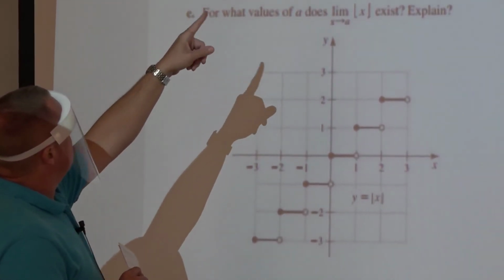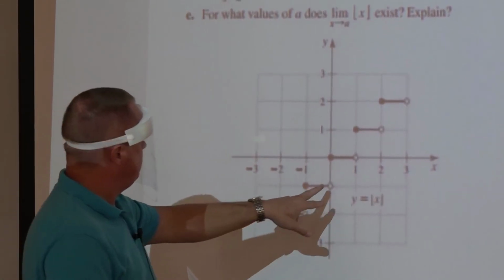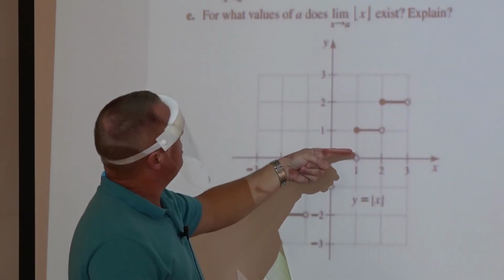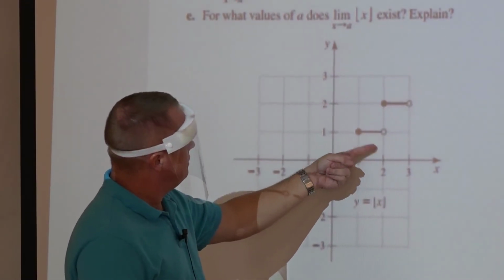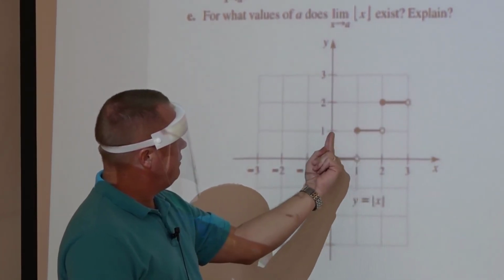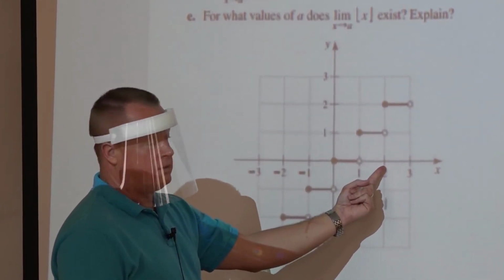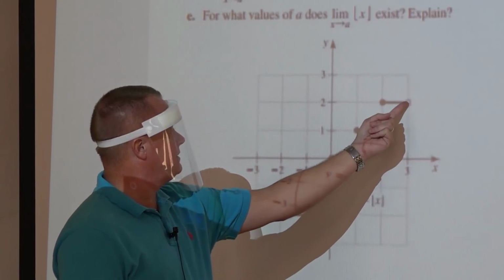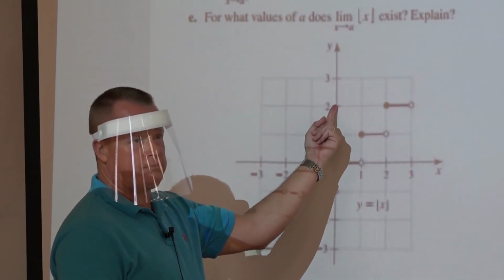All right, and then 2. If you're on this side, same thing. As it approaches 2 from the left, it's going this way. The y value is 1, so that limit's 1. As it approaches 2 from the right, it's approaching 2.